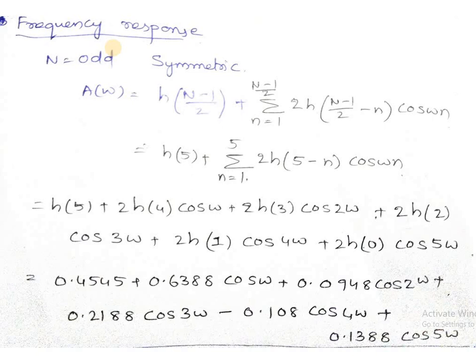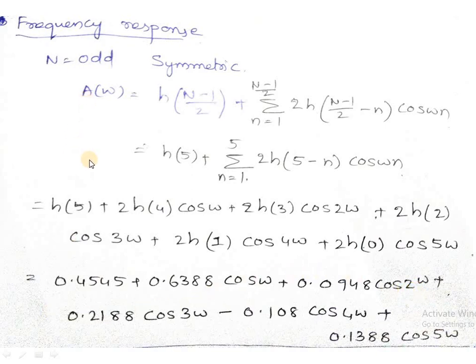Substituting all the values of capital N and small n in the above expression, we get it as h of 5 plus sigma n equal to 1 to 5 of h of (5 minus n) cos omega n. Expanding this with respect to various values of n, I observe that my magnitude response can be represented in terms of omega something like this: 0.4545 plus 0.6388 cos omega plus 0.0948 cos 2 omega and so on.